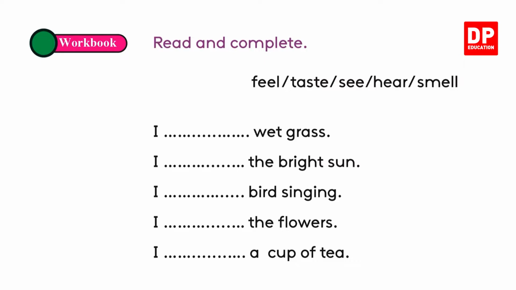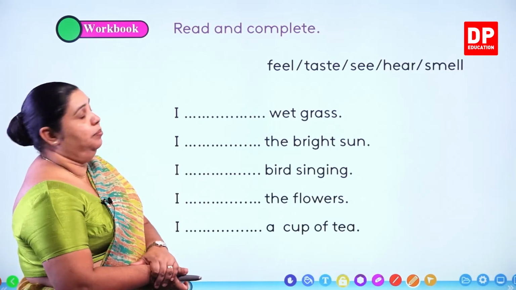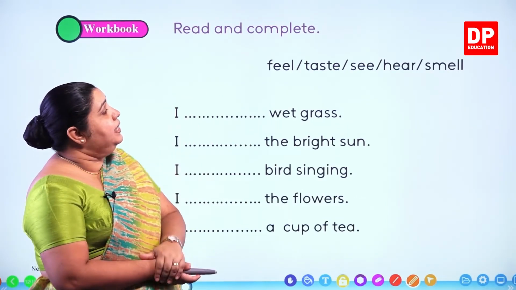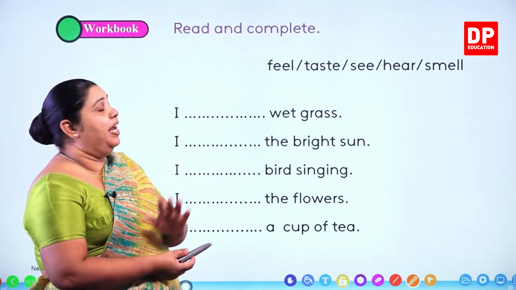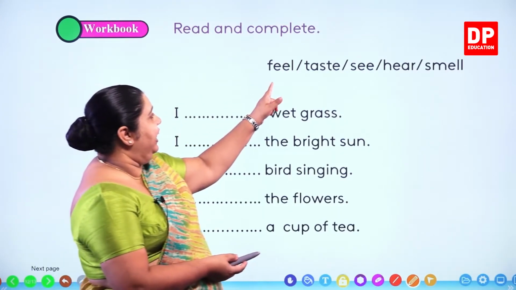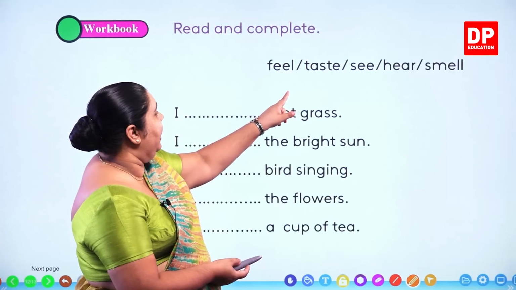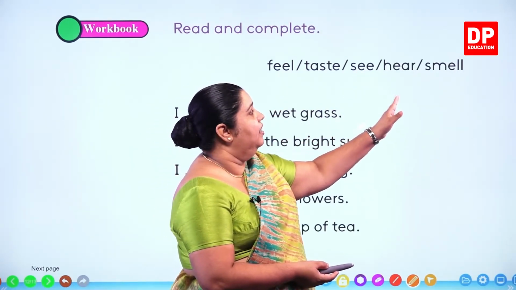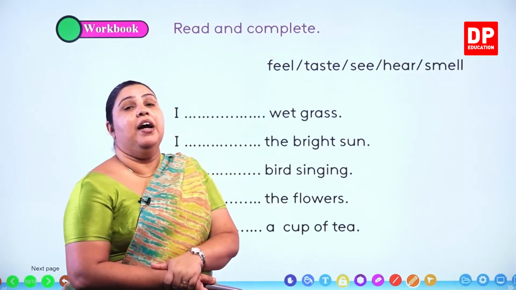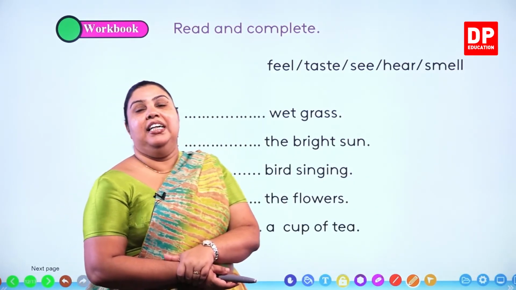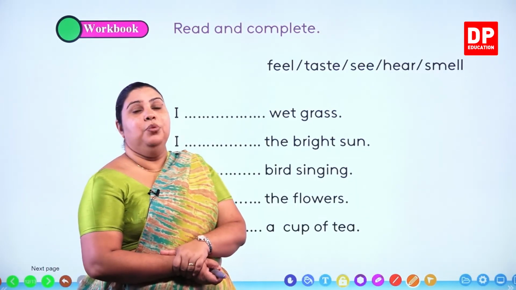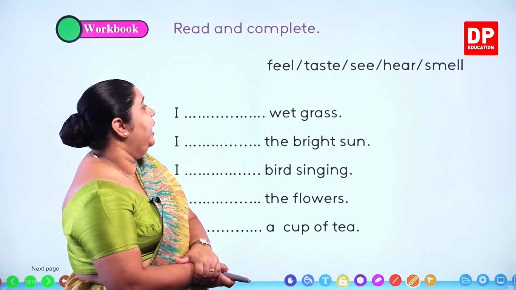Read and complete. Okay? What are the things that we have here? There are 5 words. Okay? Feel, taste, see, hear, smell. ඔන්න පුතේ අපේ 5 senses වලින් කරන දේවල් තමයි අපිට මෙතන තියෙන්නේ. The 5 senses which we use to do our day-to-day life.